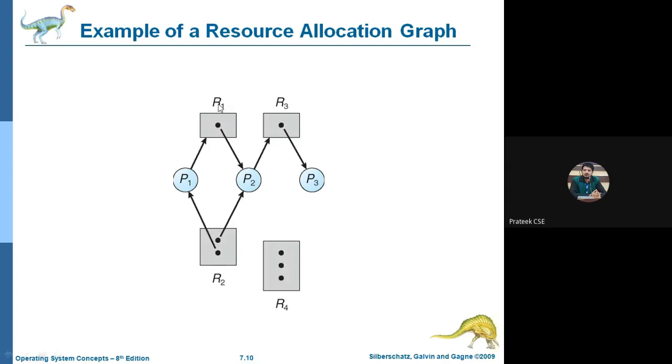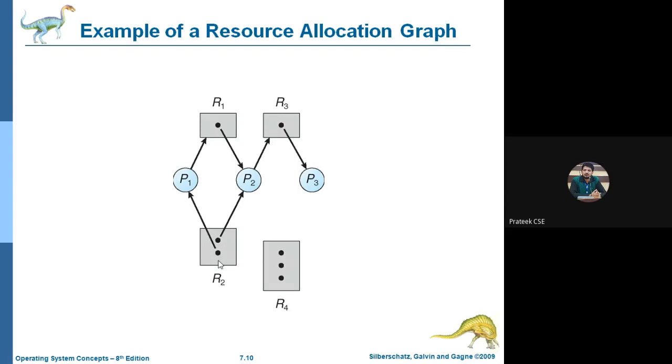So we have R1 resource, R2 resource, R3 resource, and R4 resource. So it can be anything. Suppose R1 is a CPU, R3 is suppose a monitor. Monitor is generally also one copy in the system. And suppose these are printers, R4, and suppose R2 is the memory space. So it can be any resource.